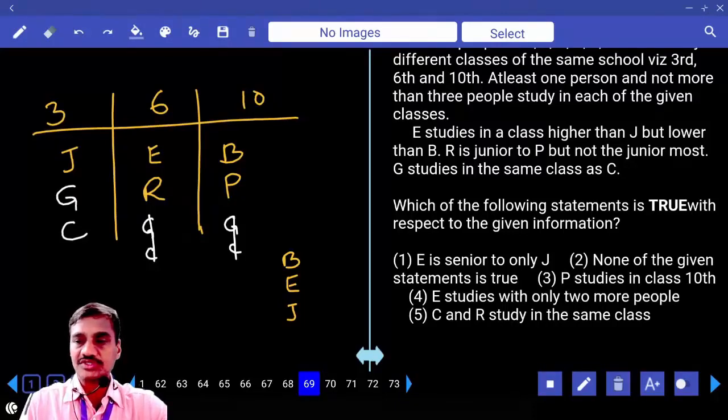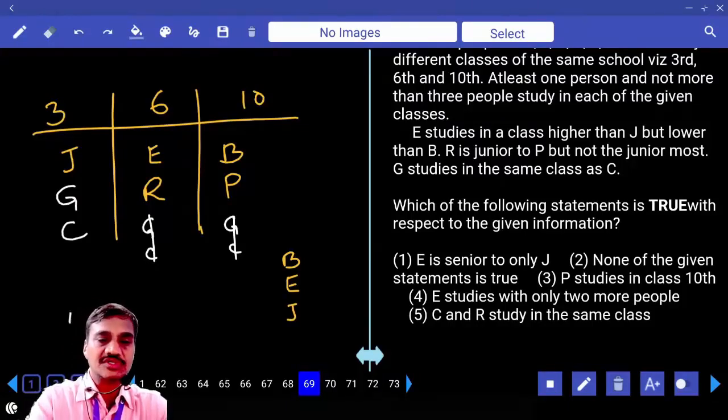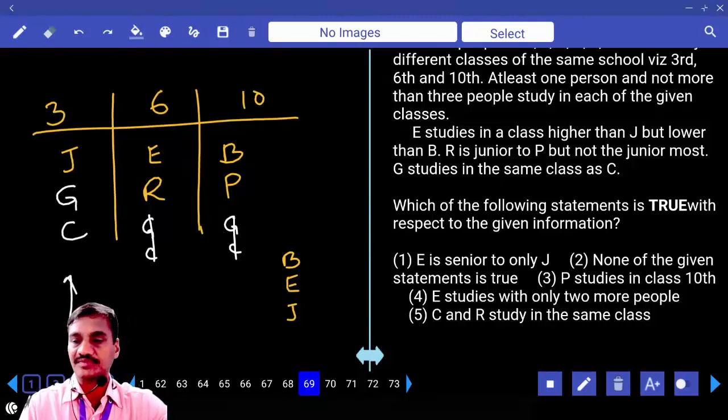E is senior to only J. Is E senior to only J? Now E is senior to G, J and C. And next one, P studies in 10th class. That is definitely true, choice 3.